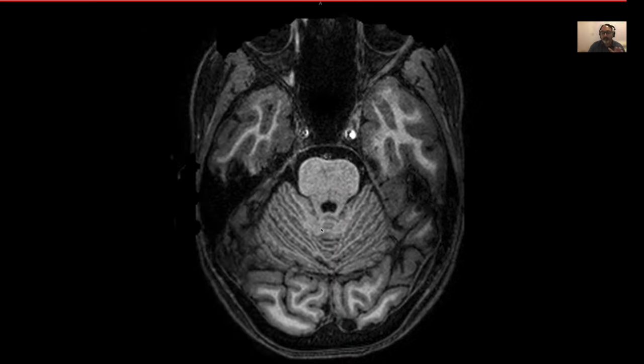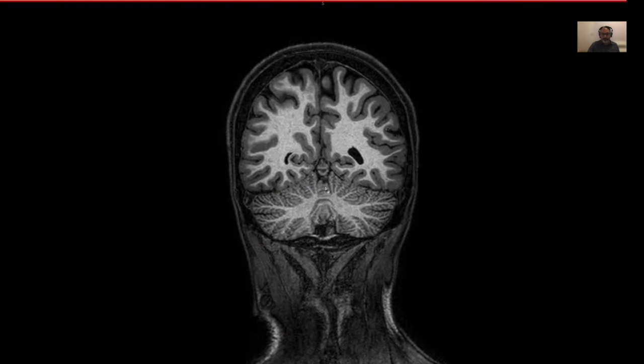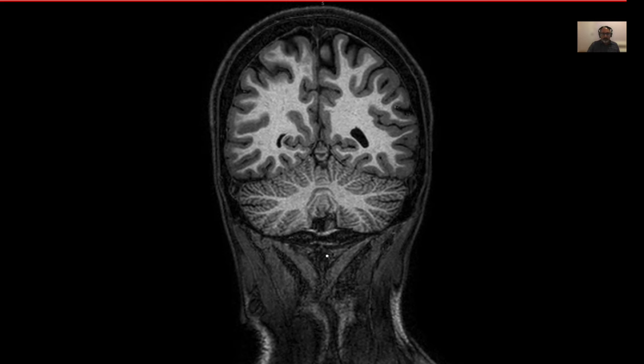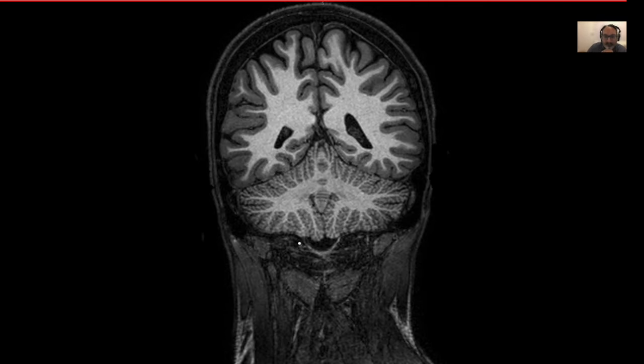Okay, so mostly you will see axial views, but these views are also really good. Now, this is a coronal view. And so what can you see? Let me just get you into it. First thing, I find this really fascinating.